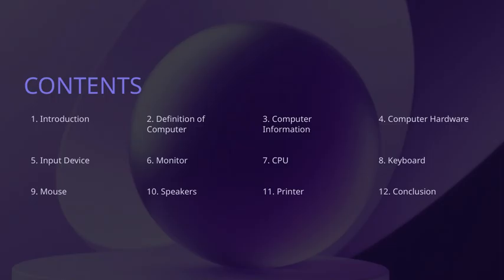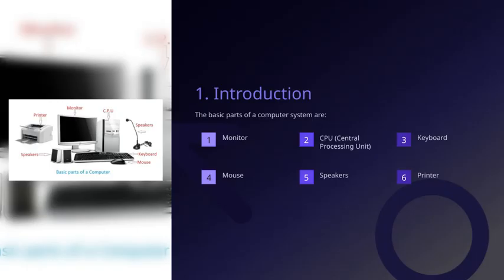Throughout the presentation, I'll be connecting these ideas to give you a clear understanding of the role each part plays in our digital world. Let's take a closer look at the basic parts of a computer system. First, we have the monitor, which is like the TV screen that displays everything you're working on. It shows the images, videos, and text that you see on your computer. Next is the CPU, or Central Processing Unit, which is often called the brain of the computer. It processes all the instructions and makes everything run smoothly.